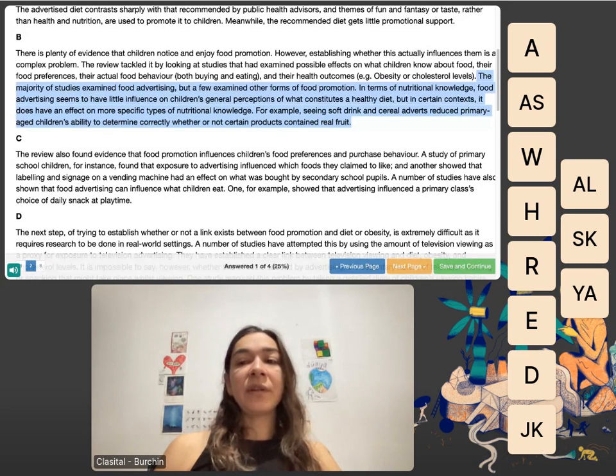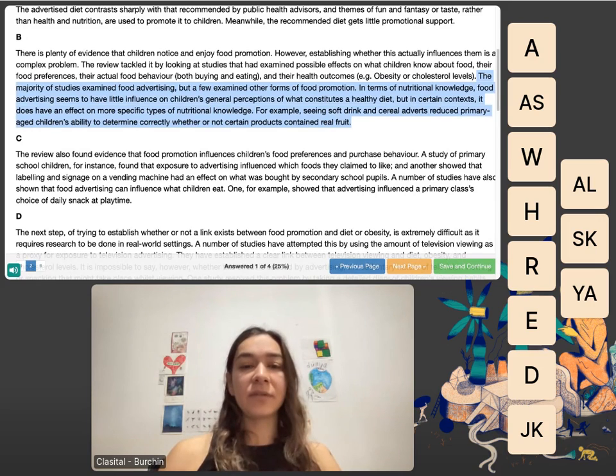In terms of nutritional knowledge, food advertising seems to have little influence on children's general perception of what constitutes a healthy diet, but in certain contexts, it does have an effect on more specific types of nutritional knowledge. For example, seeing soft drink or cereal adverts reduce primary age children's ability to determine correctly whether or not certain products contain real food.